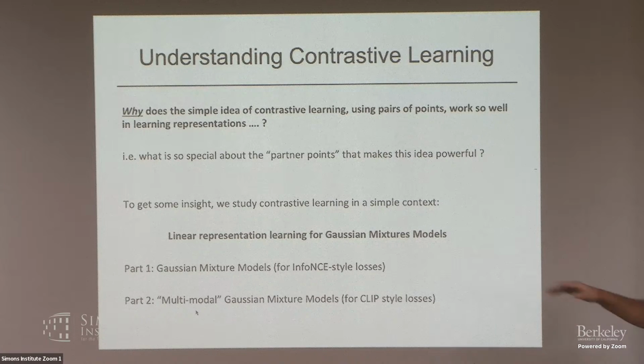And so, to get some insight, we studied a very simple context, which is linear representation learning, which used to be called dimensionality reduction, but now people call it representation learning. So linear representation learning for Gaussian mixture models. The talk has two parts. The first one is just InfoNCE for Gaussian mixture models, and the other one is a multimodal Gaussian mixture model for CLIP-style losses.